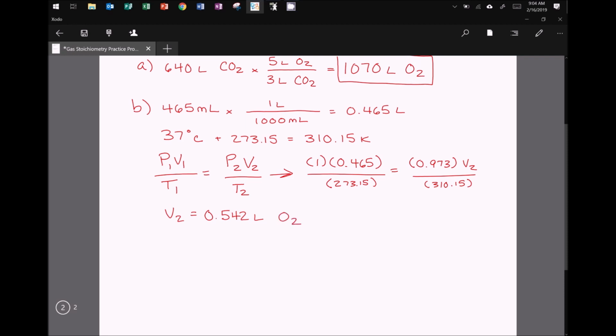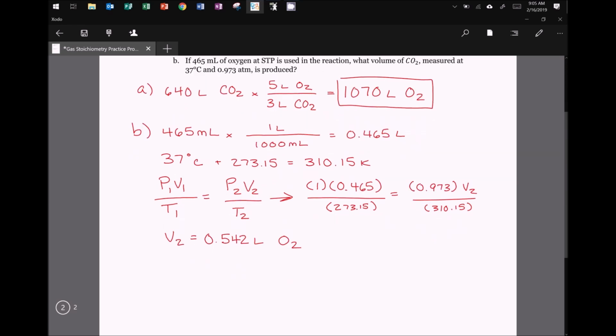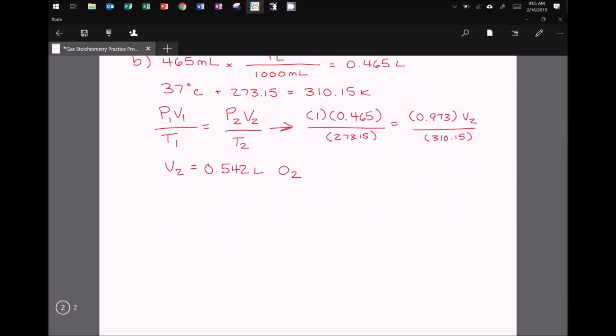So what I did is I took my oxygen at STP and I converted that to the other conditions, the conditions given for carbon dioxide. So my 465 milliliters of oxygen at STP is equal to 0.542 liters of oxygen at these conditions, right? Now, at this point, I'm at the same pressure and temperature as my carbon dioxide. So since they're the same, and they're both gases, I can just do my straight stoichiometry.